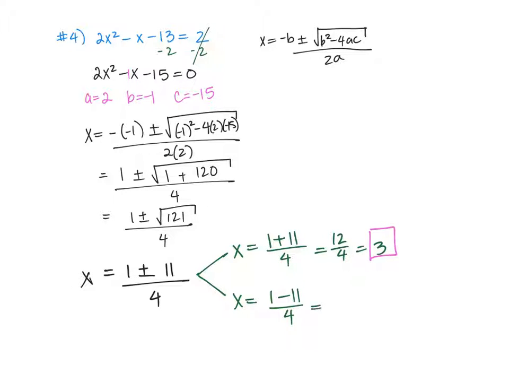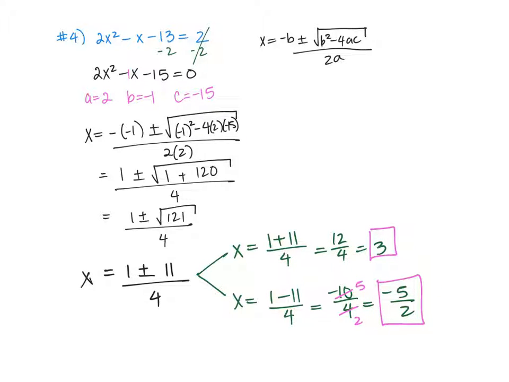The bottom one here, 1 minus 11, is negative 10 over 4. Now, negative 10 over 4 is reducible. So if you were to reduce this, a number that goes into both 10 and 4 is 2, right? Because 2 can go into 10 5 times, and 2 can go into 4 2 times. So this is really written as negative 5 over 2. And I can't reduce this any further, so this here is my final answer. So it looks like x is equal to 3, and x is equal to negative 5 over 2, and that's it.